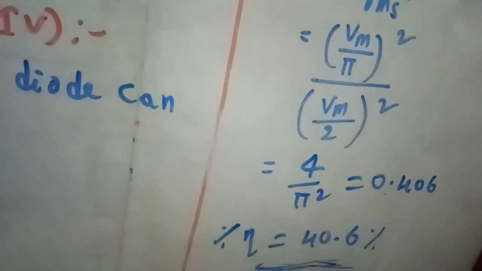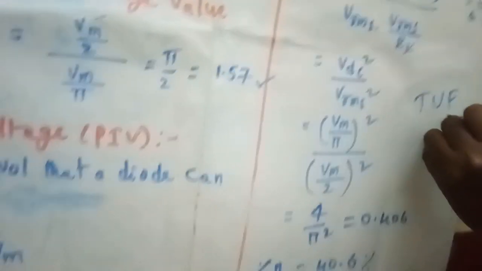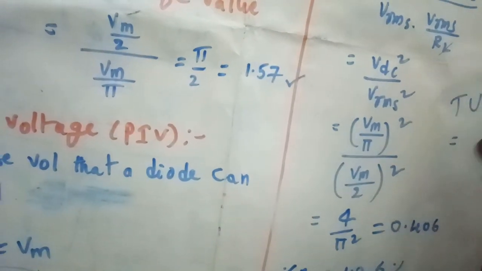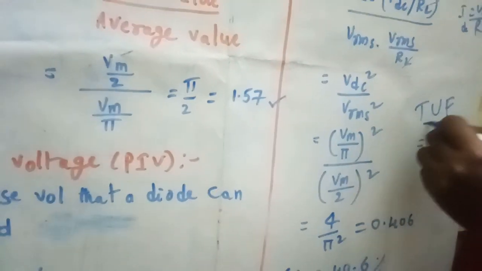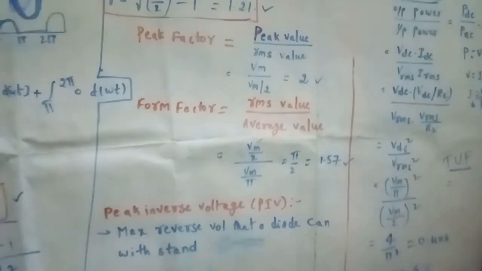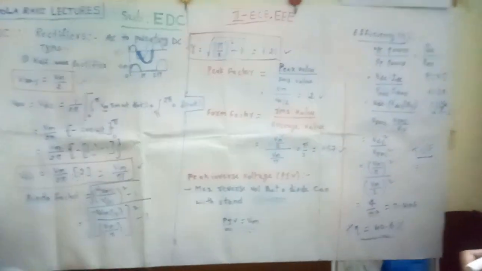In the next class we will go for another parameter, that is the transformer utilization factor. The last parameter, transformer utilization factor. We have one formula. We will derive that one and we will find the transformer utilization factor for the half wave rectifier. Take this screenshot. We will continue in the next class.